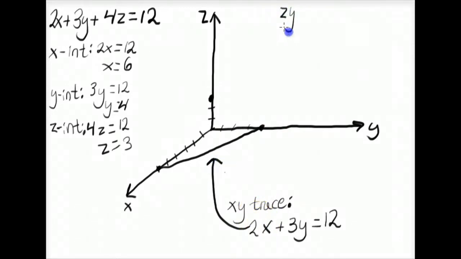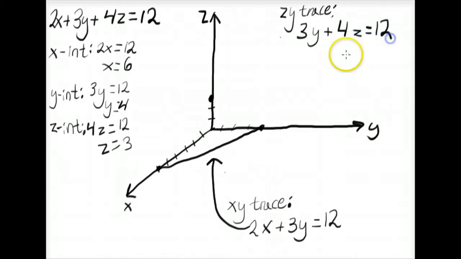Finding the zy trace, we need to set x equal to 0. So to do that, we're going to end up with 3y plus 4z equals 12. It turns out that this trace is graphed on the zy plane. We're going to just get a line that passes through these 2 points. So this would be the equation of the zy trace.